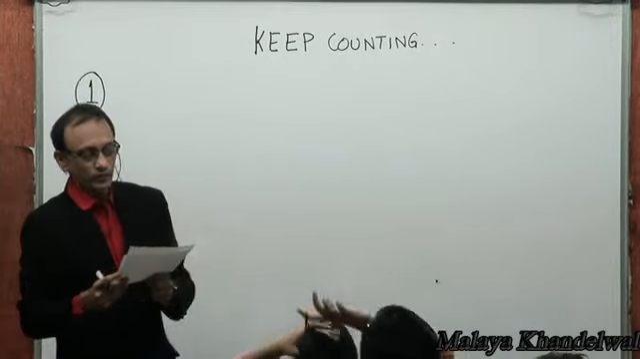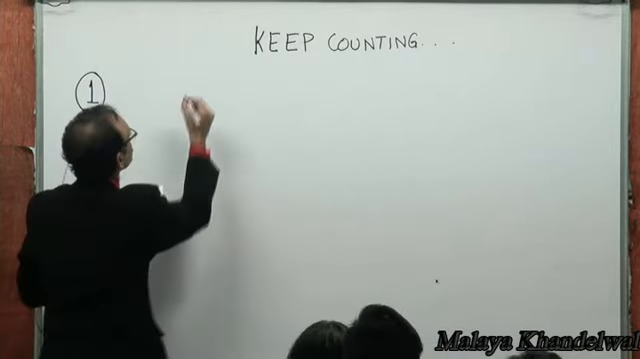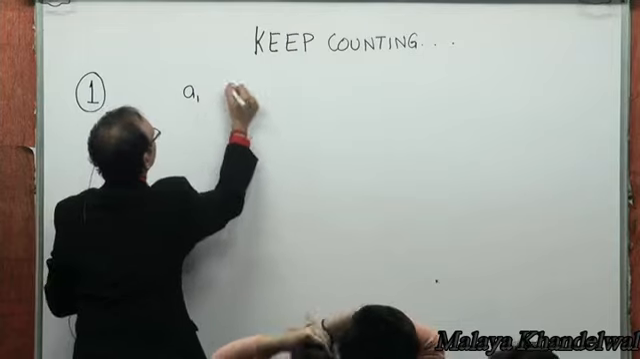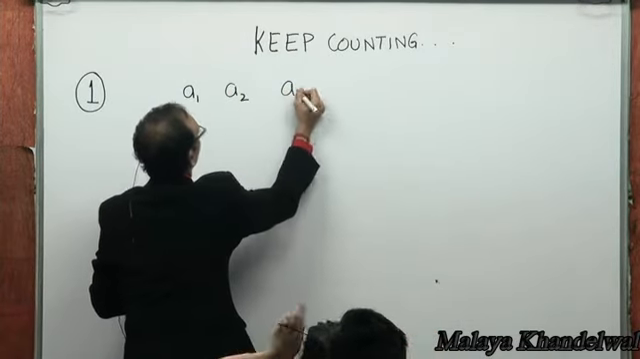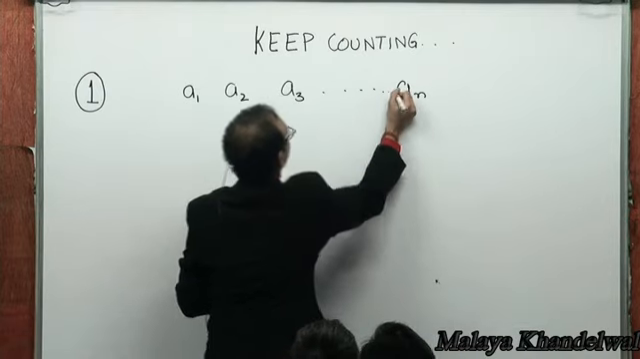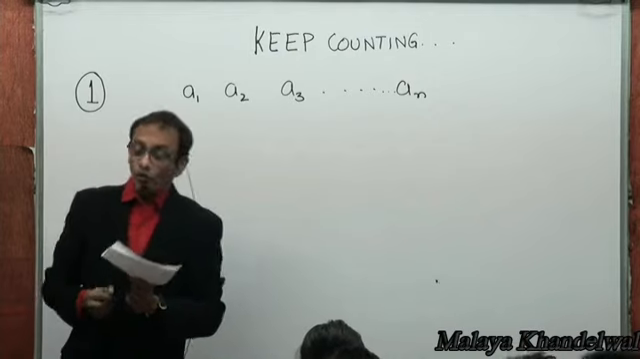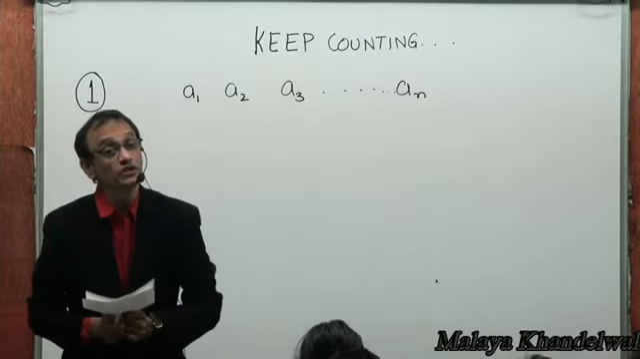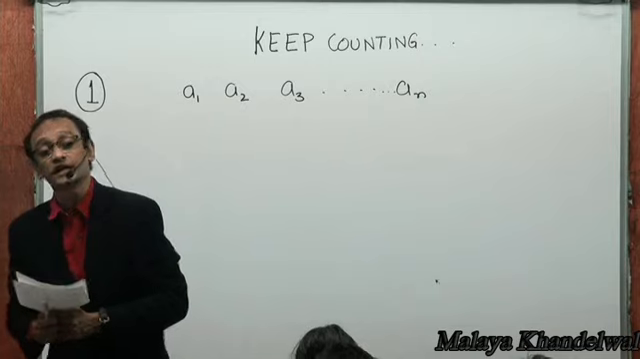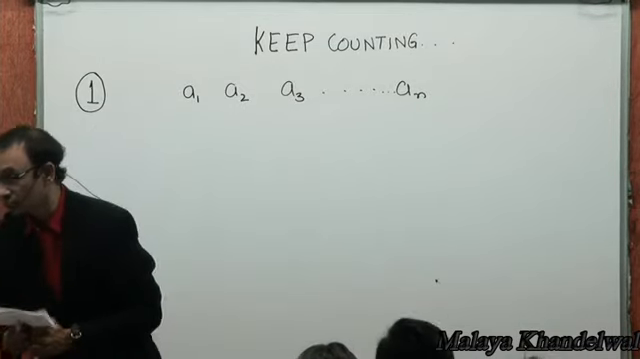is about n-digit natural numbers. A1, A2, A3, AN. These are n-digit natural numbers. And we want no two consecutive digits to be the same. How many such natural numbers exist?